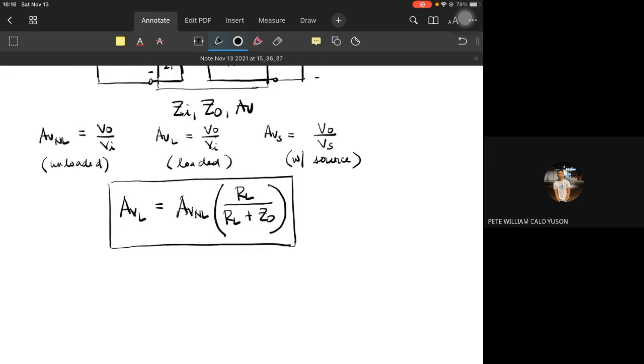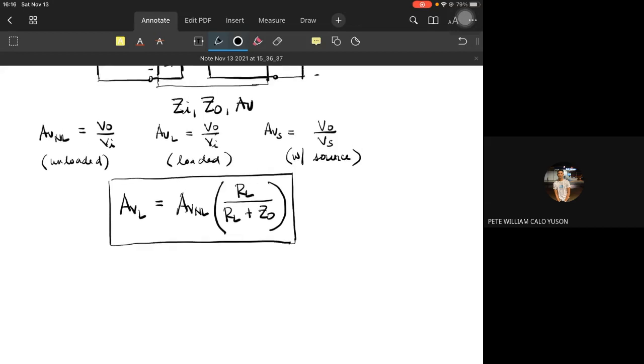If RL is very much greater than ZO, AVL would be approximately equal to AV and L. If RL increases, AVL also increases. Okay. So now how about for AVS?